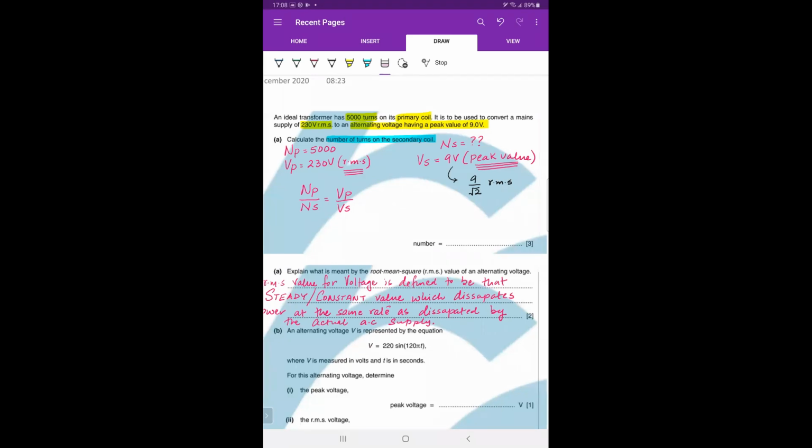नंबर्स अवेलेबल हैं. तो प्राइमरी के नंबर ऑफ टर्न्स 5000, सेकेंडरी के नंबर ऑफ टर्न्स फिगर आउट करने हैं. I'll keep the primary voltage as 230, and I've converted the secondary voltage by writing it down as 9 upon under root 2. I think सॉल्व कर लेना, आपके पास नंबर ऑफ टर्न्स का आंसर आई बिलीव 140 आ जाएगा. ठीक है, मैंने राउंड ऑफ कर दिया है जो अली ने सजेस्ट किया. नेक्स्ट वाला क्वेश्चन.